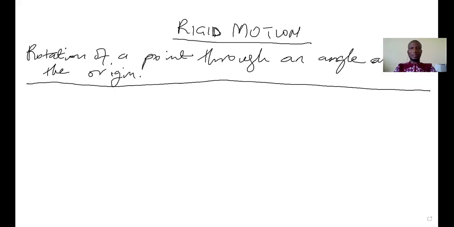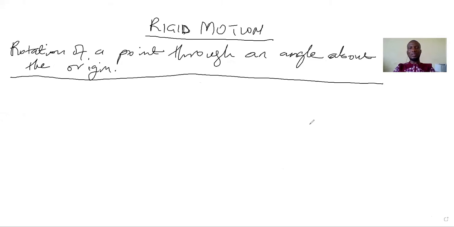Today, our study is about rigid motion. In a rigid motion, we are going to study rotation. Rotation of a point through an angle about the origin.